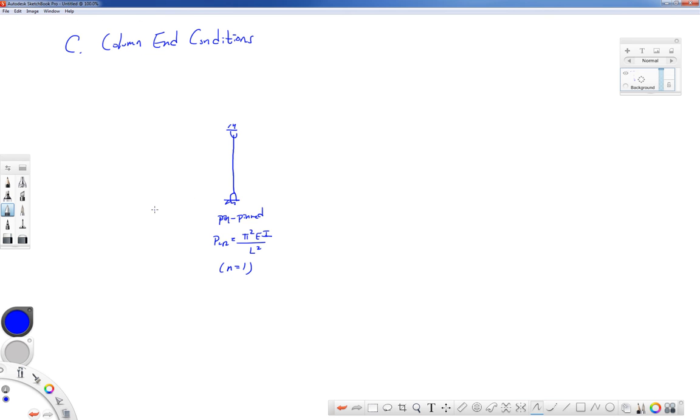We might have a fixed and free type column. Again, it has to have a compressive load applied to it. We might have one end fixed and the other end pinned. And just like beams, we could have both ends fixed. So we call this one fixed and free, pinned and pinned, fixed and pinned, and fixed and fixed.